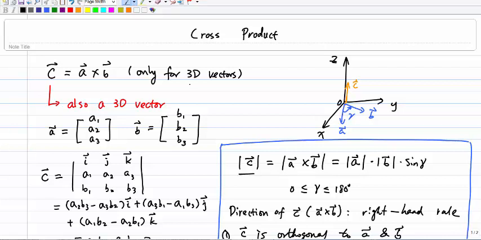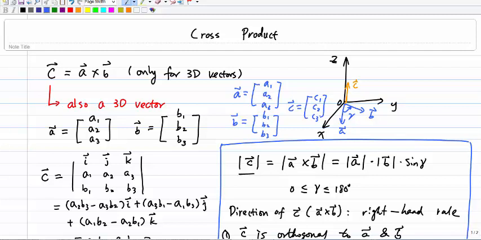Again, since we're talking about 3D vectors only here, if I have C as the cross product of A cross B, now C is also a 3D vector. This means if A is the vector A1, A2, A3, which is a 3D vector, and B is B1, B2, B3, then C also has the same three dimensions: C1, C2, C3. Okay, so this is what it means.